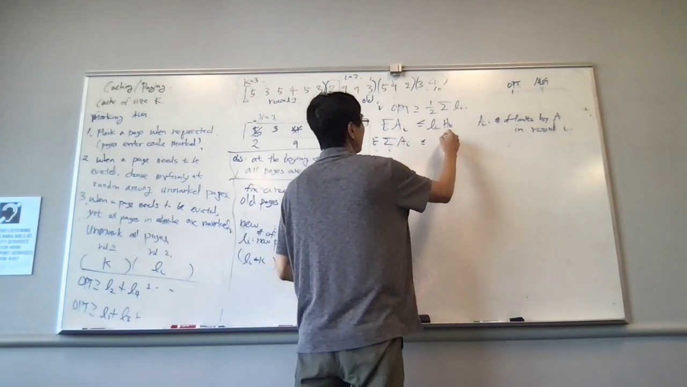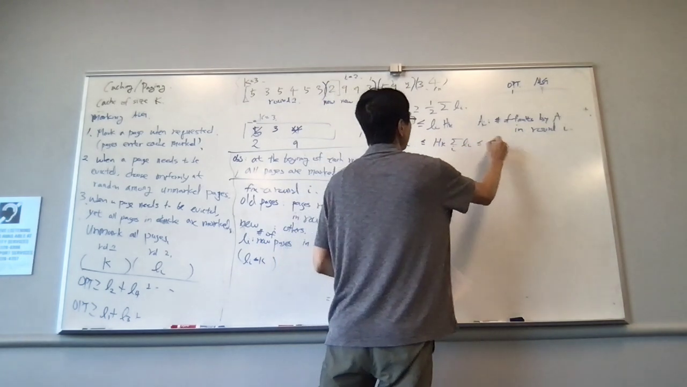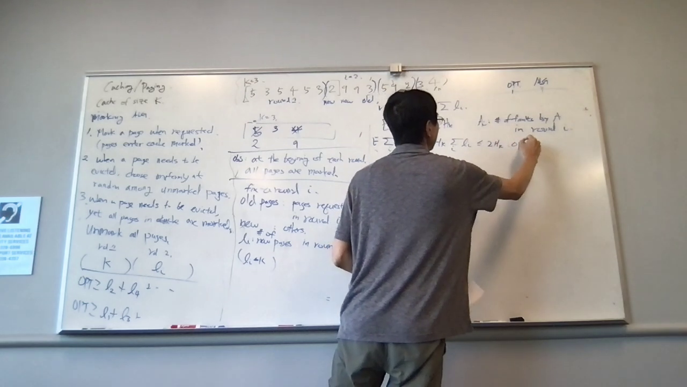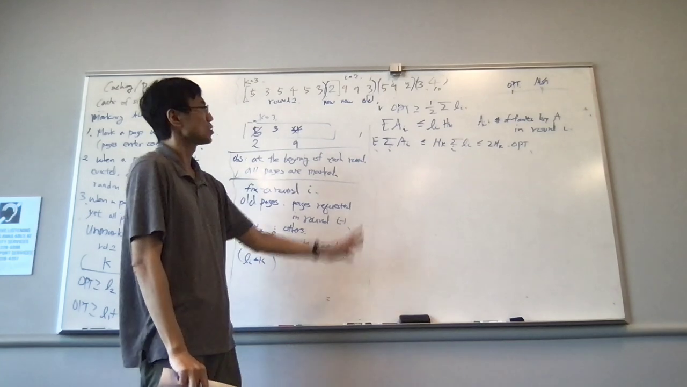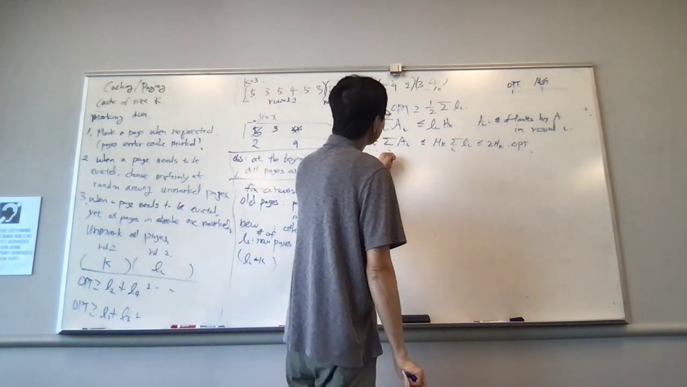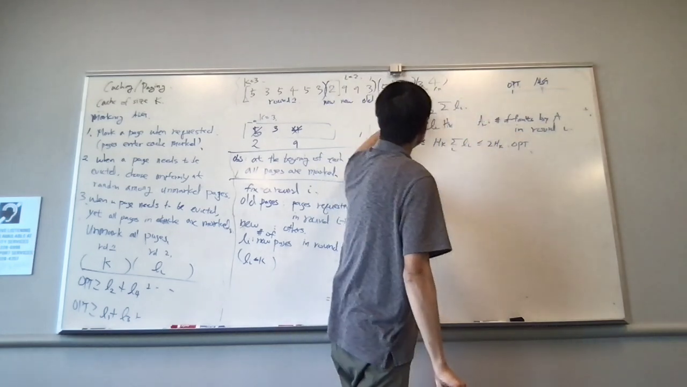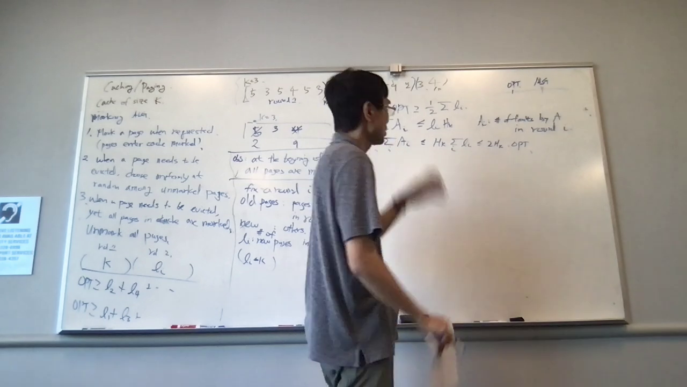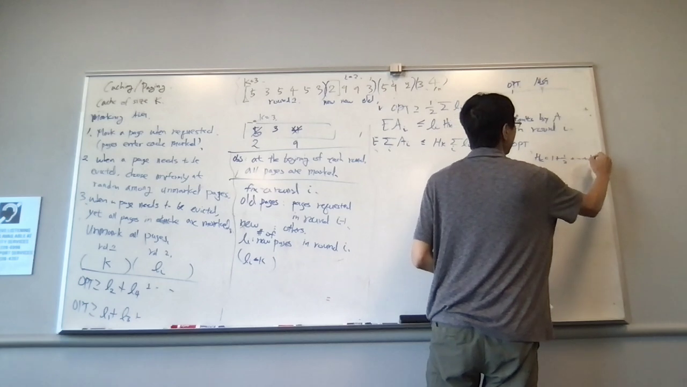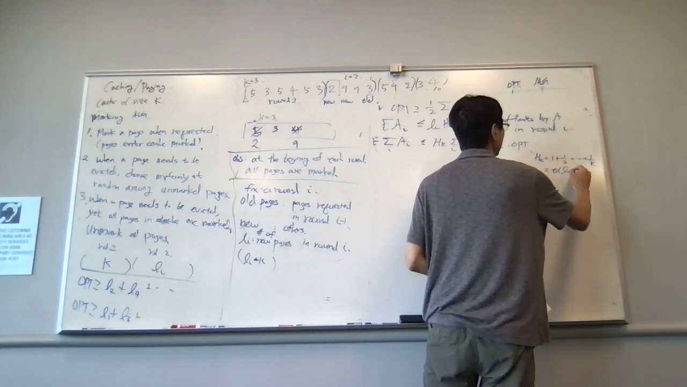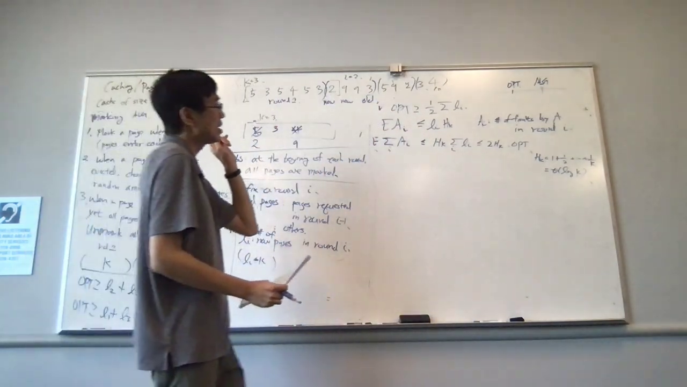we'll get Hk times the sum of li, which is at most twice Hk times the optimum. So we are going to show that our algorithm's cost is at most twice the harmonic number times the optimum cost. Remember that Hk is just 1 plus 1 over 2 plus up to 1 over k, which is roughly log k.